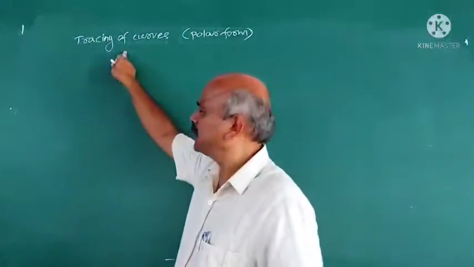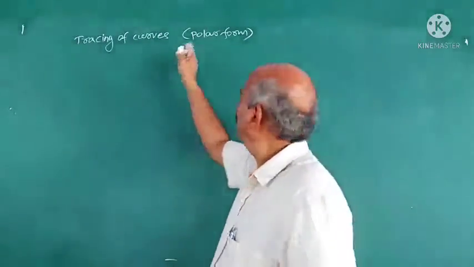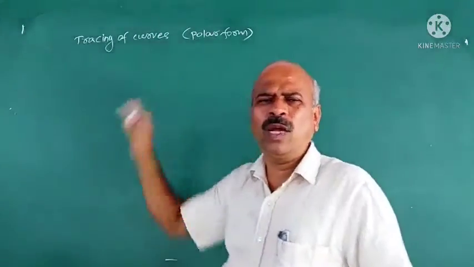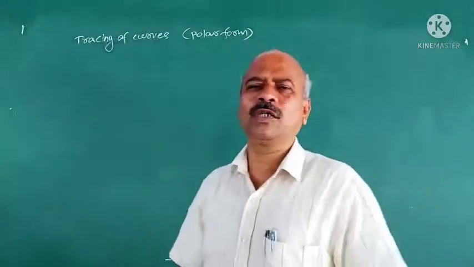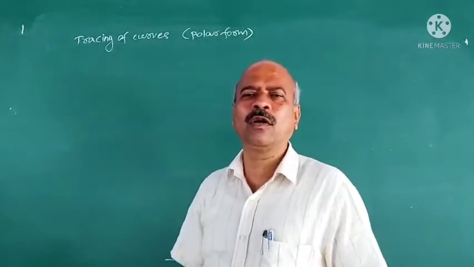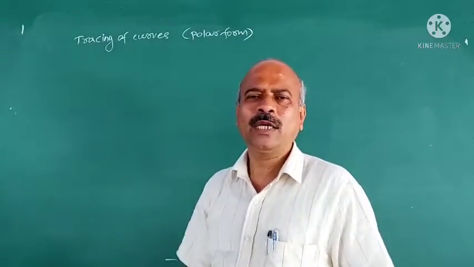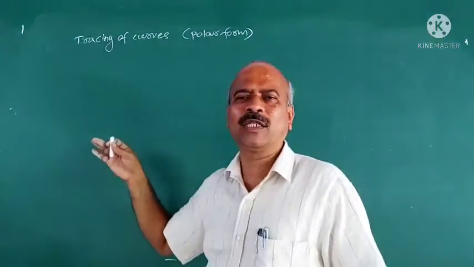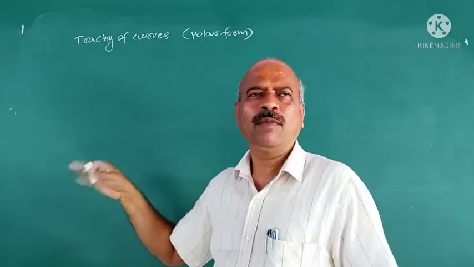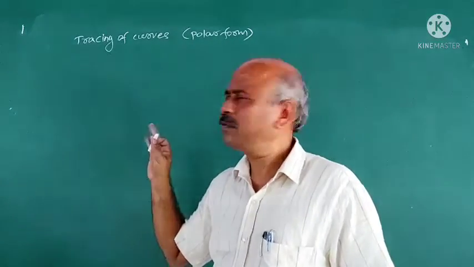Now the topic is tracing of curves when the curve is given in polar form. In polar form, we often come across four standard curves. They are called cardioids. First I give the procedure of how to trace the curve, then I explain by taking those examples, cardioids.